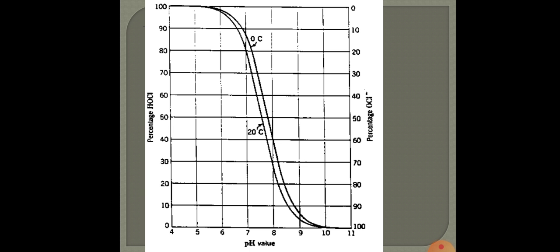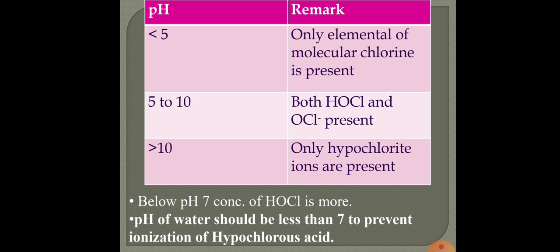The pH of the water to be treated should be maintained at a value less than 7 in order to prevent ionization of HOCl, or hypochlorous acid. So here you can see this is depicted. When the pH is less than 5, only elemental or molecular chlorine will be present. Between a pH of 5 to 10, both HOCl and OCl minus will be present. And when the pH is greater than 10, only hypochlorite ions will be present.